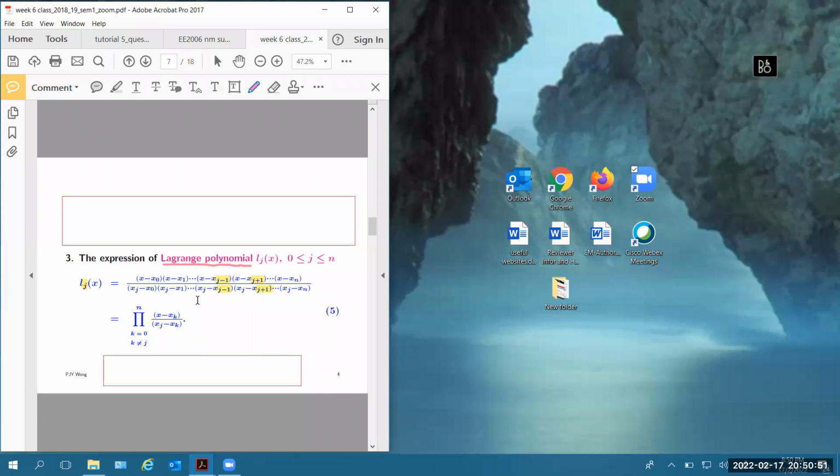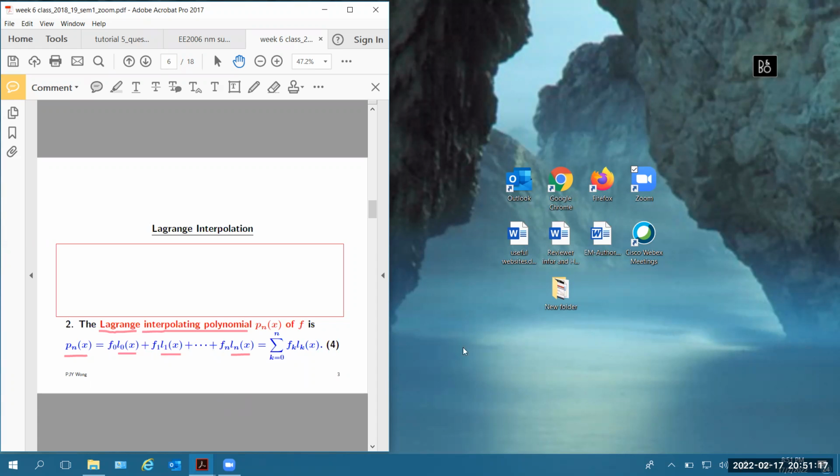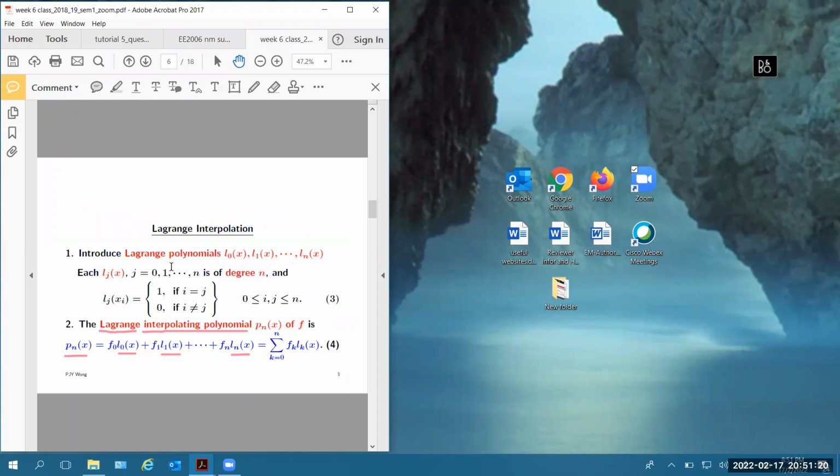This expression is actually given in our exam appendix. I'll come to this expression later, but first of all, we understand what this Lagrange polynomial is. The property is on the next page, I think. Sorry, the property is actually here. So this Lagrange polynomial satisfies this: first of all, each one is a polynomial of degree n.